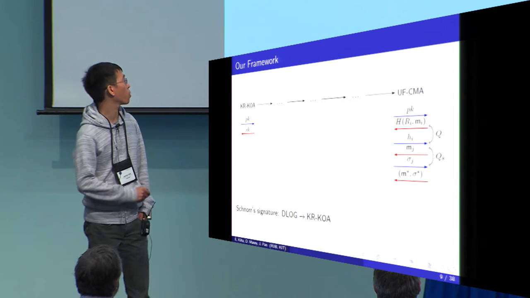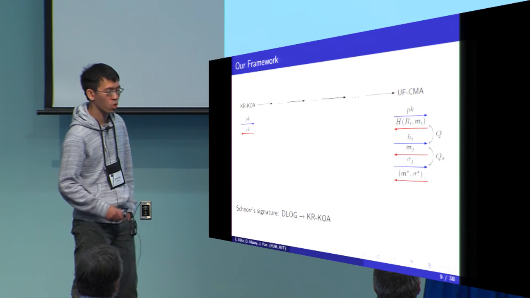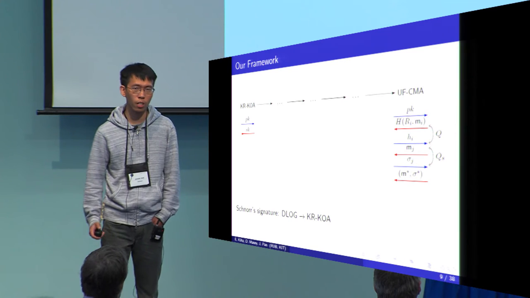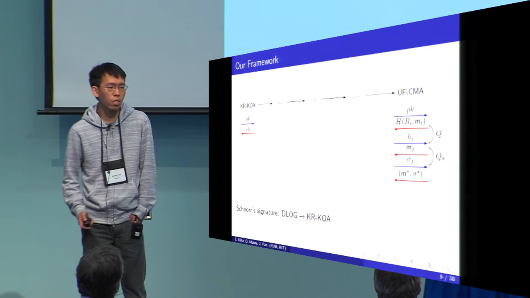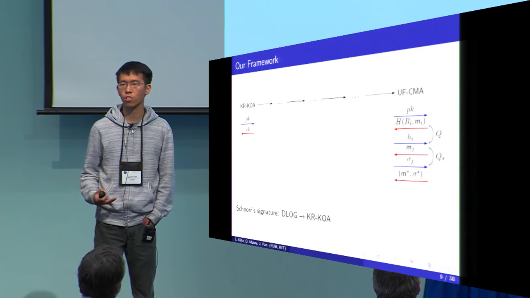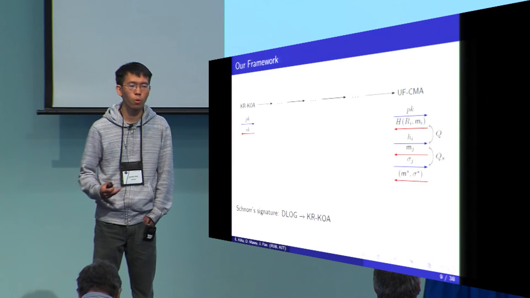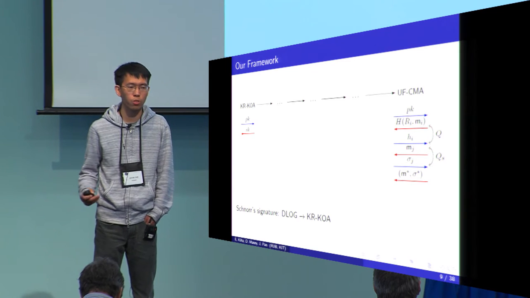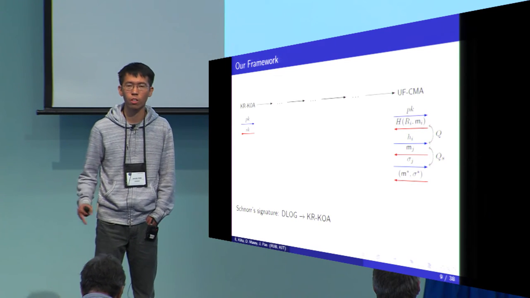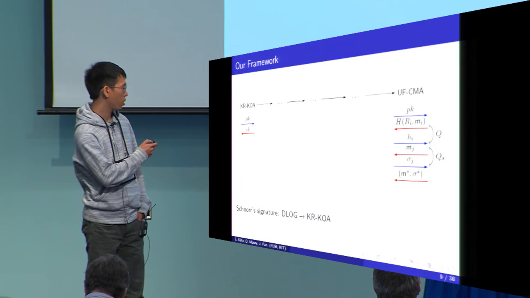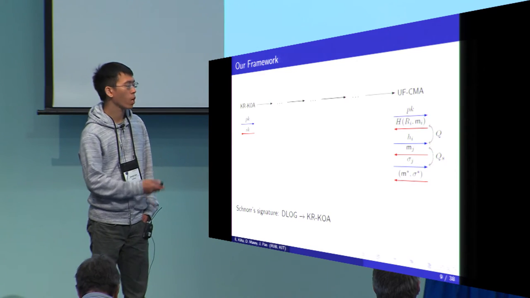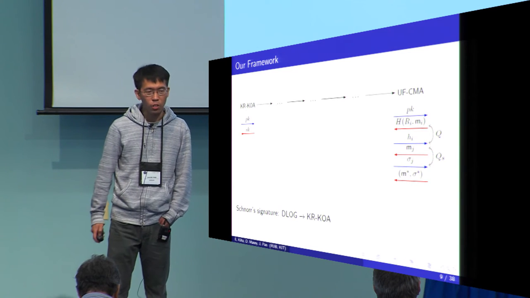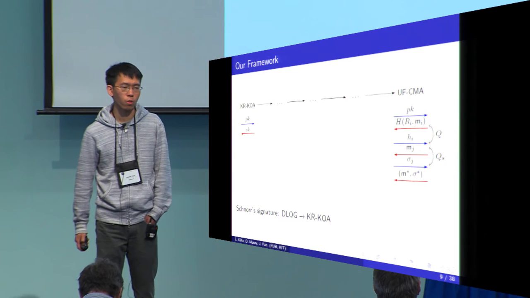So our framework starts from the weakest security notion for the identification scheme, which is called key recovery security against key-only attack. So what the adversary is basically doing is that it only gets the public key, and it needs to extract a valid secret key out of that, which is the weakest possible. It doesn't get any other oracle queries. Okay, and then in the end, we want to convert the identification scheme to a UF-CMA secure signature scheme. So the goal is to have a UF-CMA secure signature scheme.